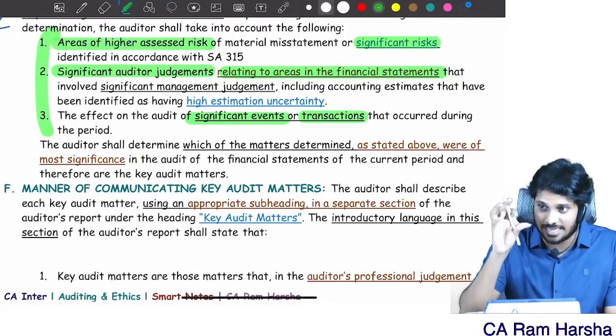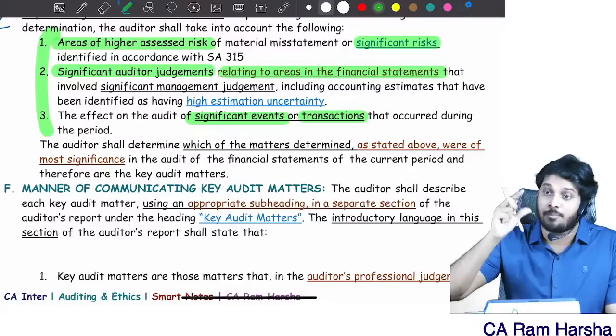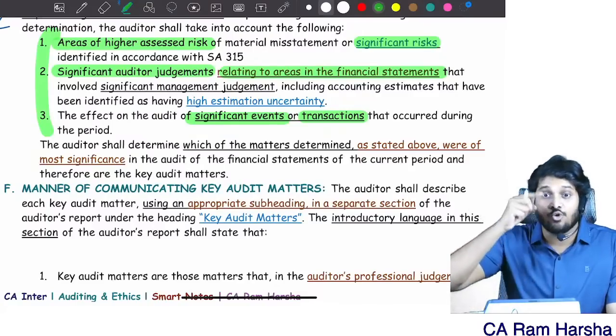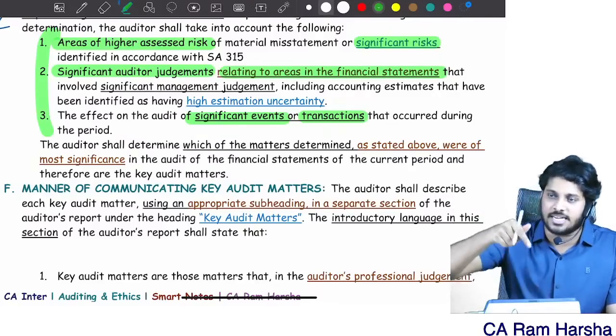Tata Motors selected defined benefit plan because significant judgment is involved in the calculation of the pension provision amount, where they used the help of actuaries and all. Significant judgment is involved. That's why they selected it as a key audit matter.